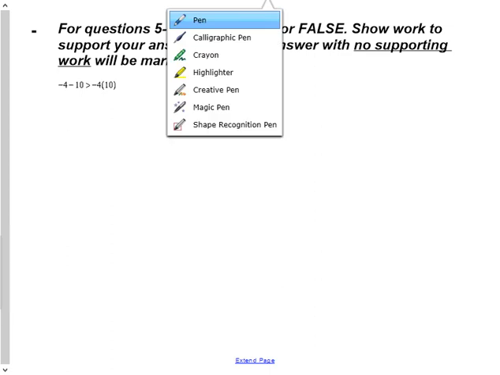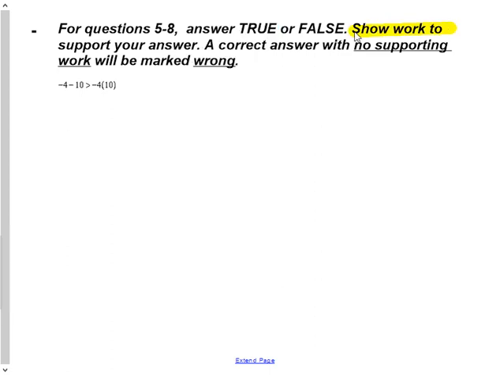Your next questions are 5 to 8. It just simply says answer true or false. Now, I don't know what people were thinking, but I put instructions. Show work to support your answer. A correct answer with double underline, no supporting work, will be marked wrong. So if you simply had true or false and no work to support it, it was wrong. Now, if your work that you used to support it didn't make sense, I still marked it wrong, even if your answer was correct. So if the answer was true, but your explanation didn't explain it well enough, I still took the mark off. Okay.